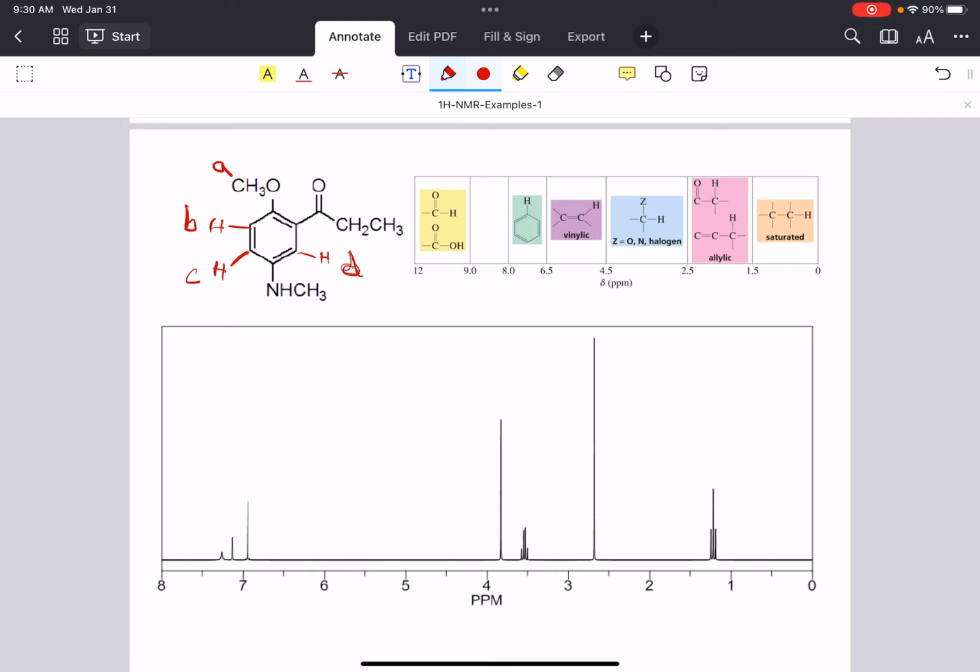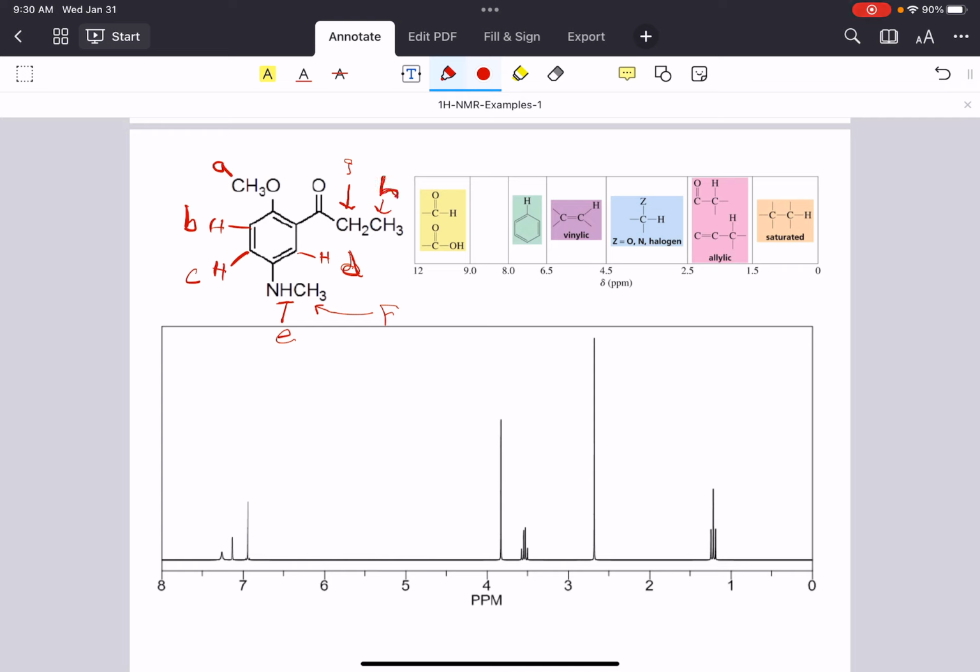The remaining signals that we have: we have a hydrogen directly attached to the nitrogen. We can call that signal E. We have a methyl group with 3 hydrogens directly attached to the nitrogen. We call that F. Then we have a CH2CH3 over here next to the ketone. We can call that G and H.